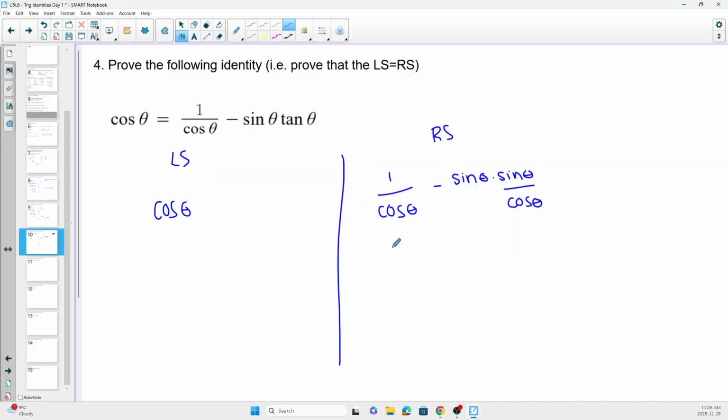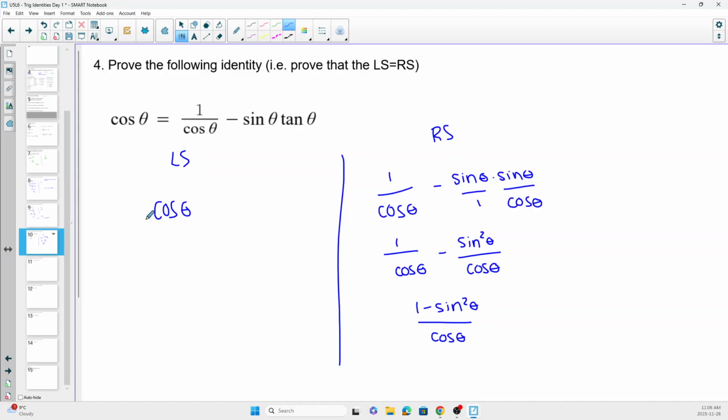So I can simplify this and say 1 over cos theta minus, on the top, this would be like sine theta over 1 multiplied by sine theta over cos theta. So we would multiply our numerators, which would give us sine squared theta over cos theta. And then we could simplify these. Now we have two fractions and they already have a common denominator, which is beautiful. So we could say 1 minus sine squared theta over cos theta.